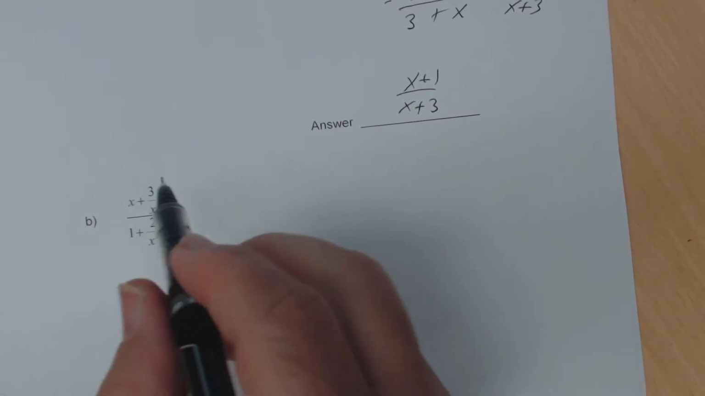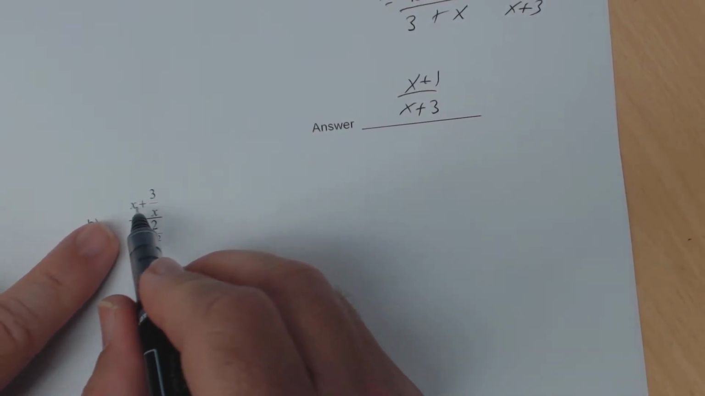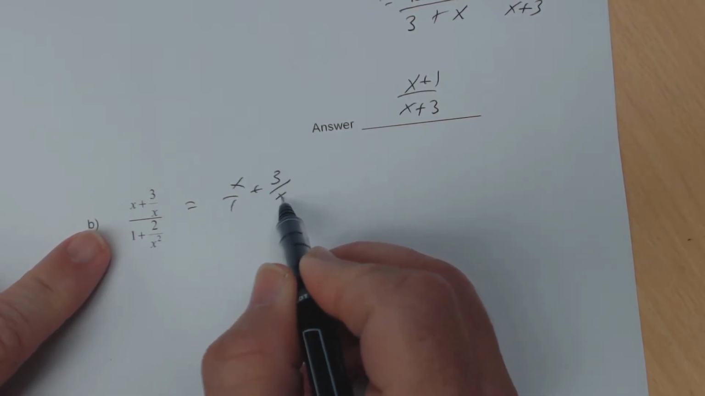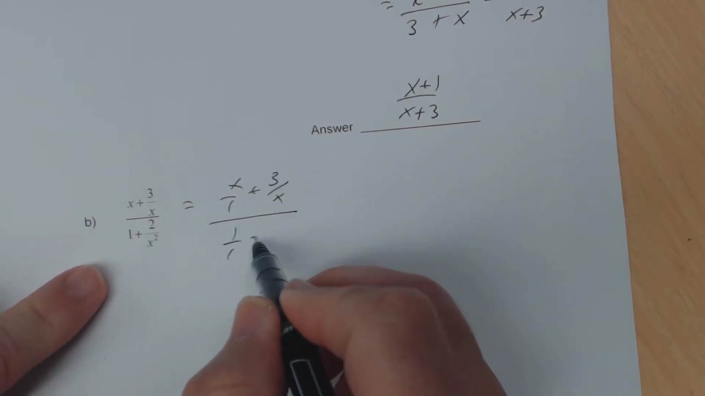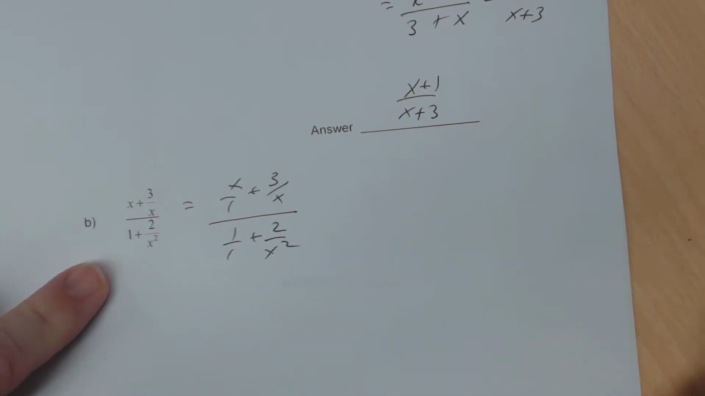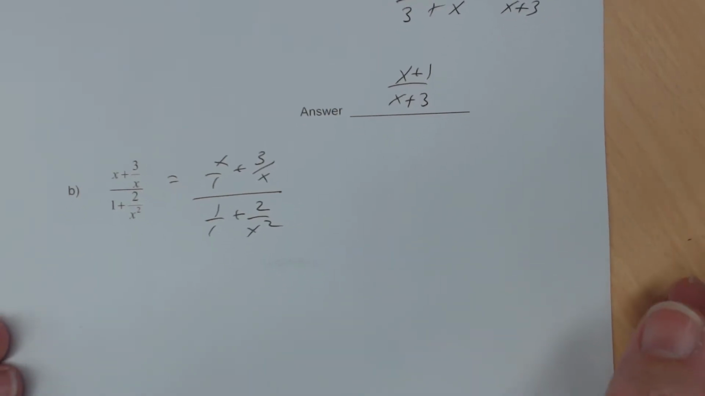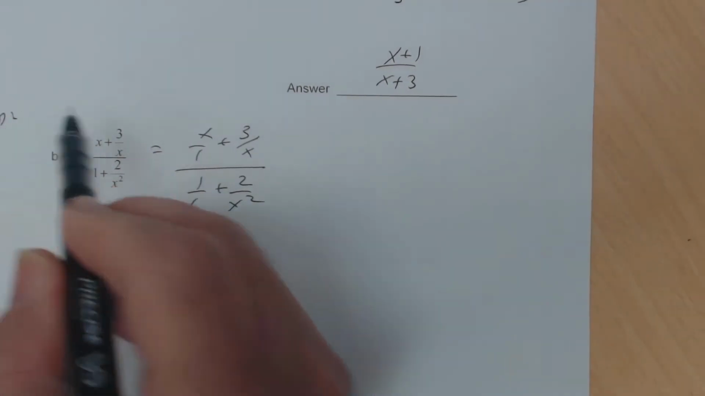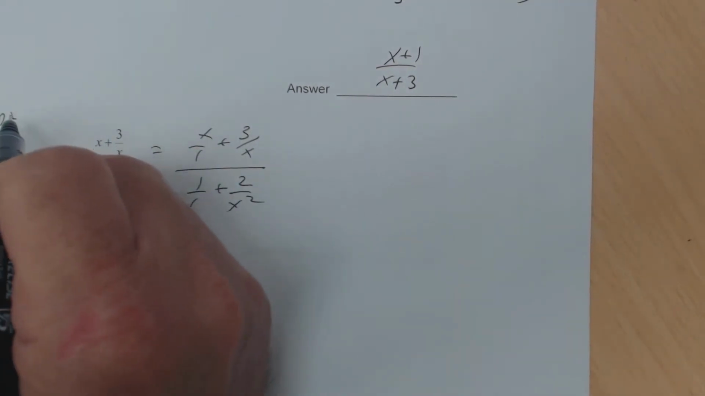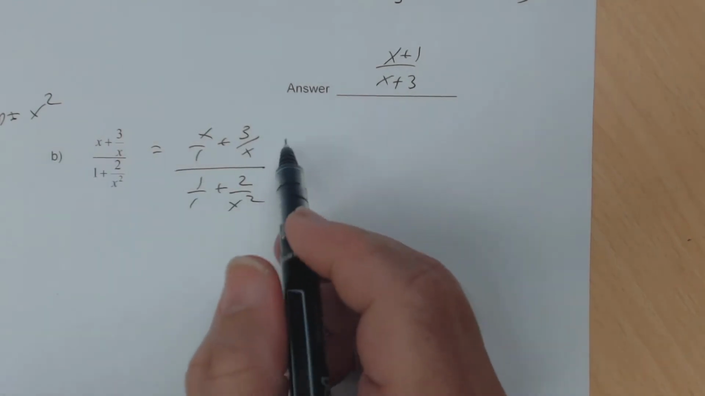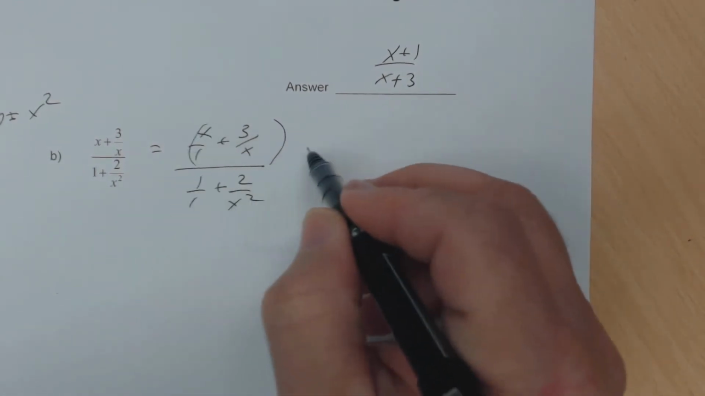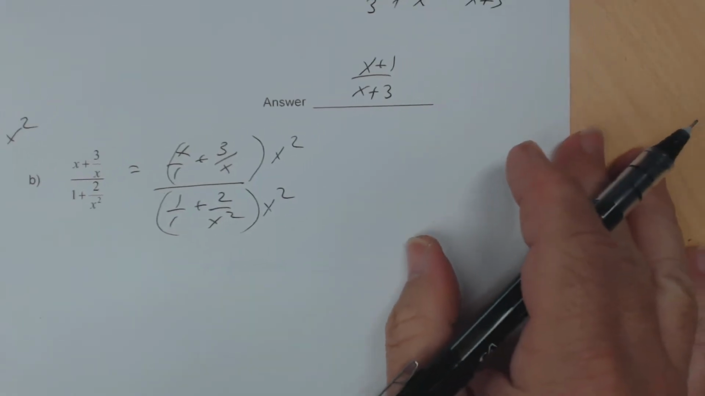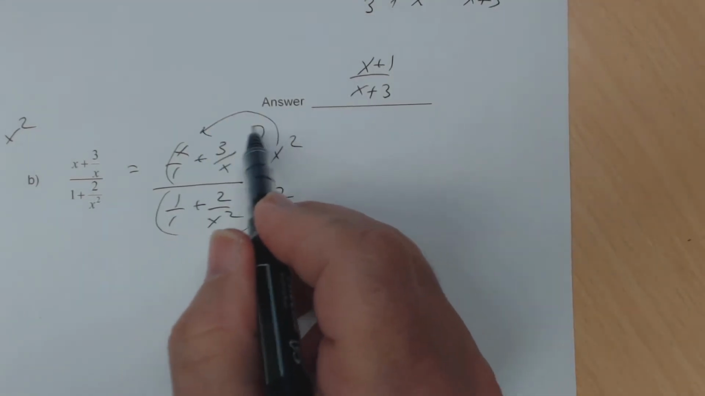Alright, over here, you may want to rewrite these as such: x over 1 plus 3 over x, divided by 1 over 1 plus 2 over x squared. So you may want to write it like those. The LCD of 1, x, 1 and x squared is going to be x squared. Just like we did before, you take the numerator part, multiply by x squared, take the denominator part, multiply by x squared, and then you're going to distribute.